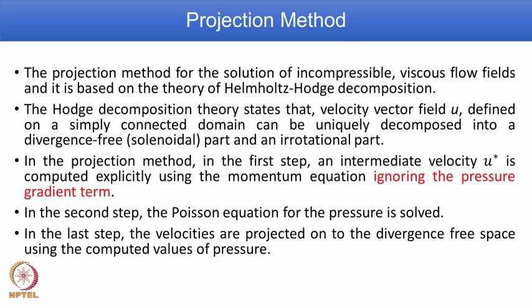So, in the last step, velocities are projected onto the divergence free space using the computed values of pressure. That is, you solve the pressure Poisson equation, get a pressure, and that is used to correct intermediate velocity field u star and v star, and that is supposed to satisfy divergence free condition, that is continuity equation.